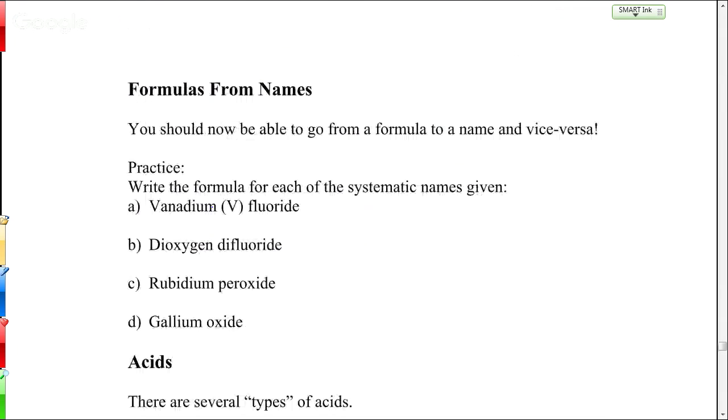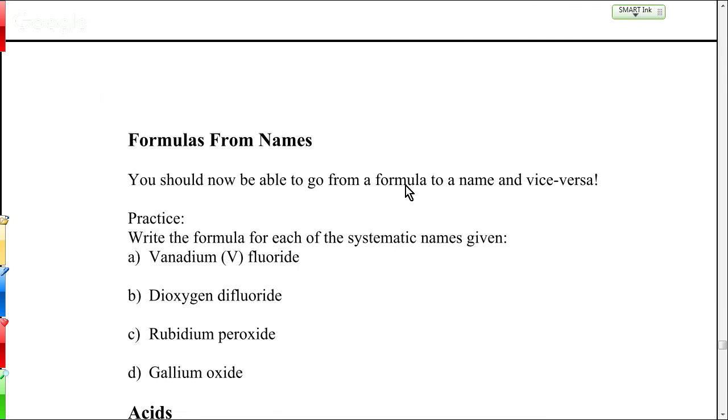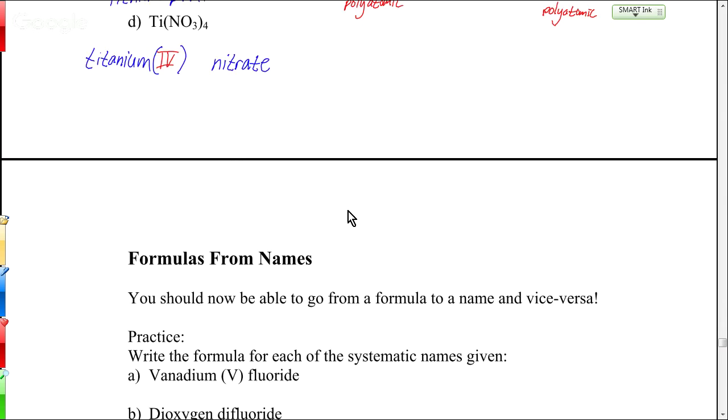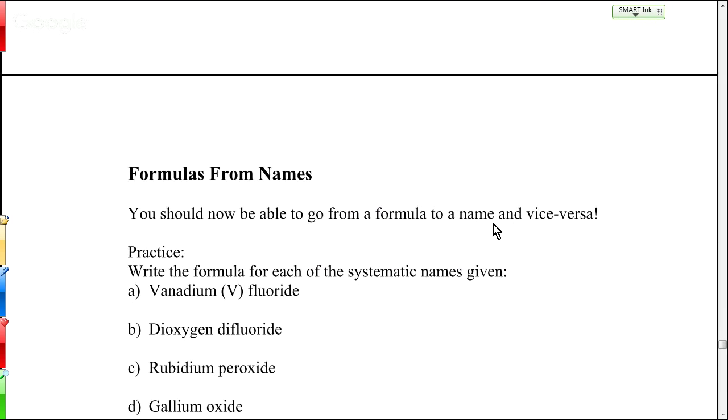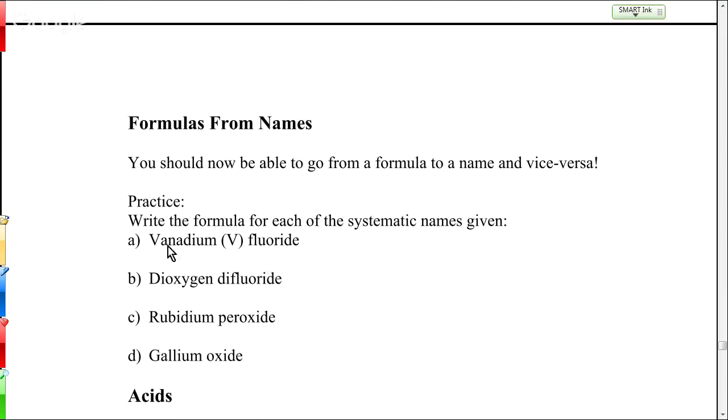All right, you can also go the other way, where we start with the formula and go to the name, or start with the name and go to the formula. The only difference is we have to make sure to balance the charges. A neutral compound must always have the charges add up to 0. So as much positive as you have, you need the same amount of negative.